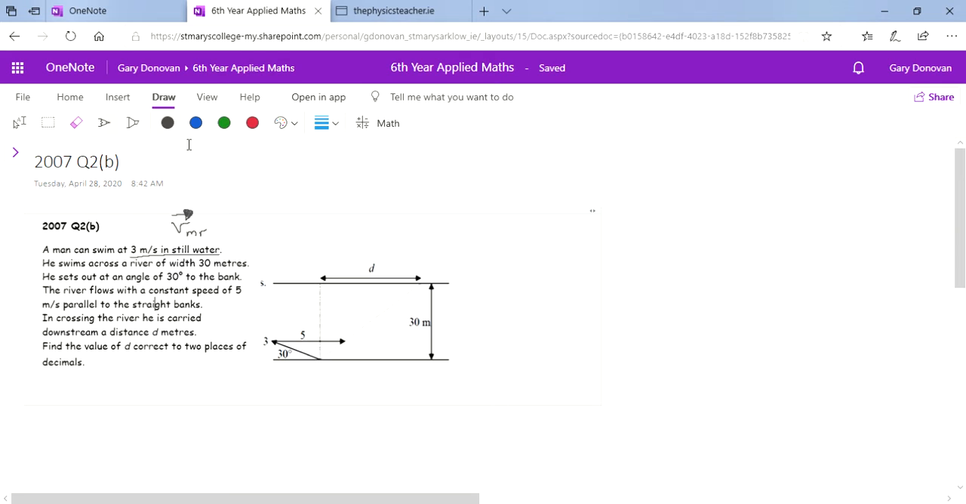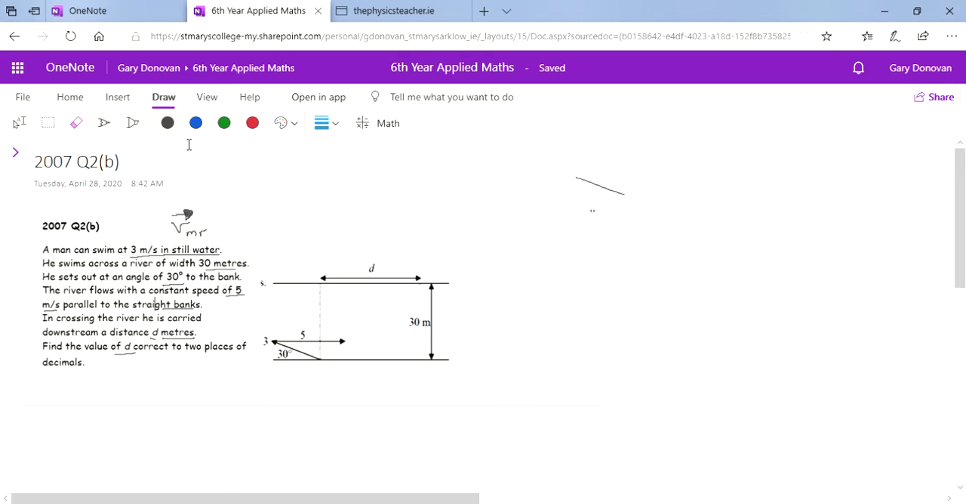So he swims across a river of width 30 meters and he sets out at an angle of 30 degrees to the bank. The river flows with a constant speed of 5 meters per second parallel to the straight bank. In crossing the river he's carried downstream a distance d meters. Find d correct to 2 places of decimals.